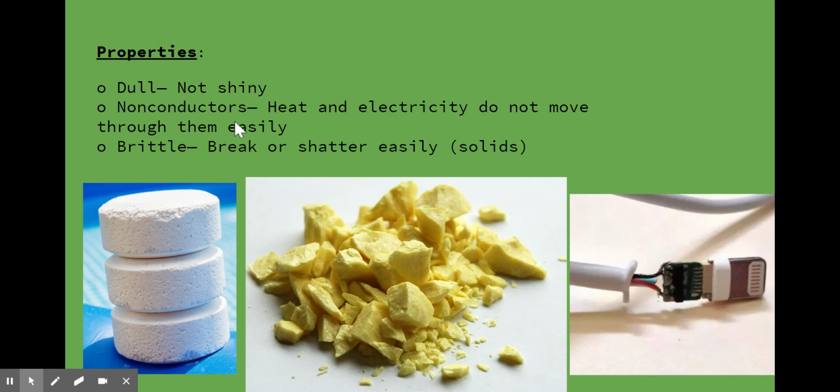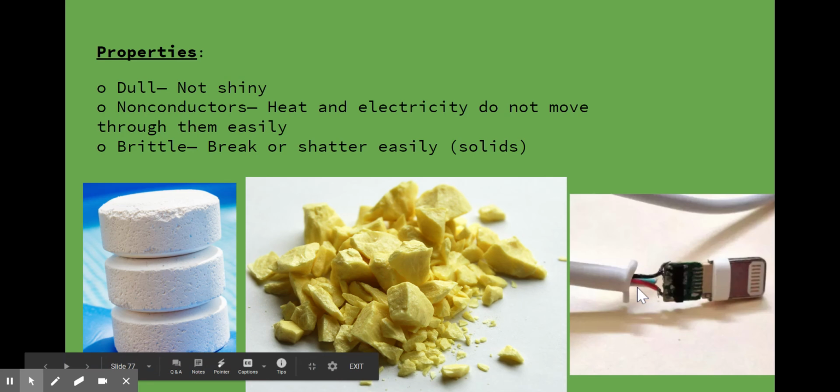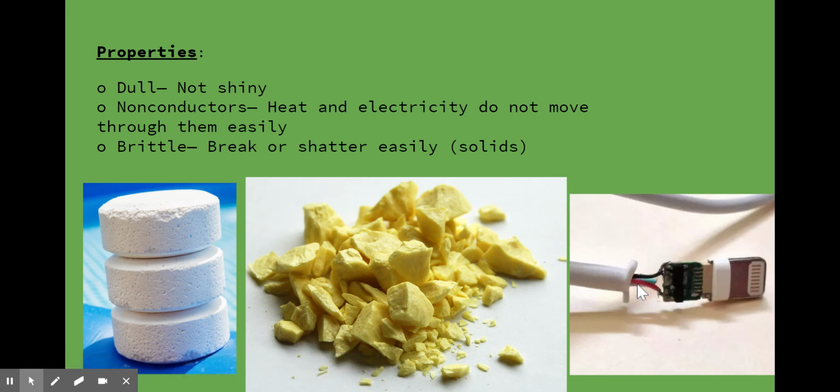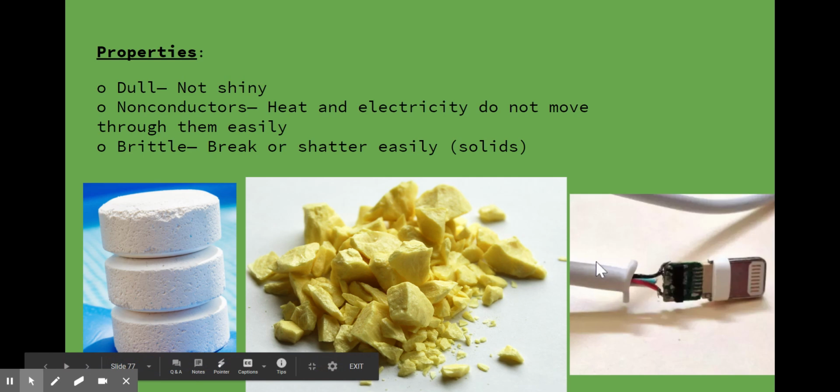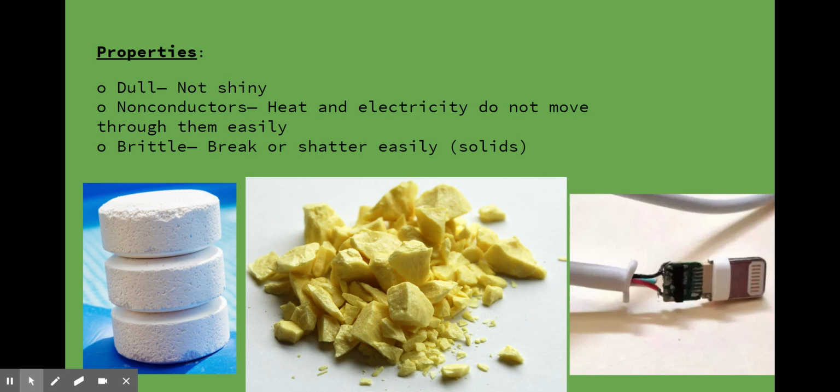They're non-conductors. They do not conduct heat and electricity well. That's what you see on the outside of this phone charger. Those are nonmetals that surround the wire on the inside so that the heat and electricity doesn't pass through. That's what's on the outside of your phone charger as well. That cord that's either white or black is a nonmetal. It's a non-conductor that holds all the heat and electricity before it touches you.